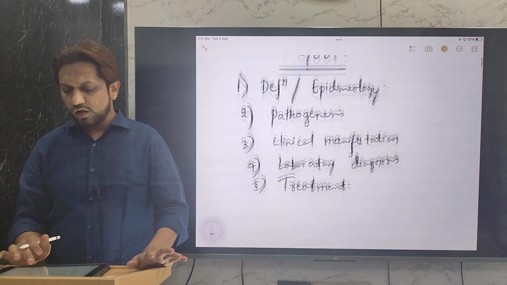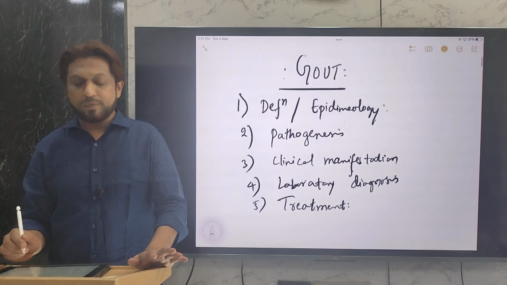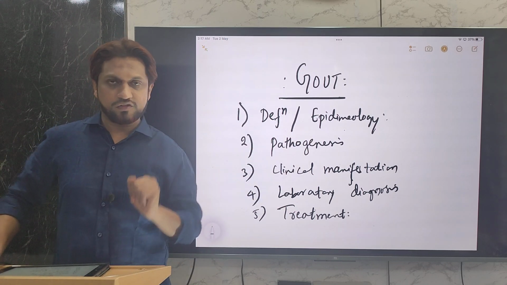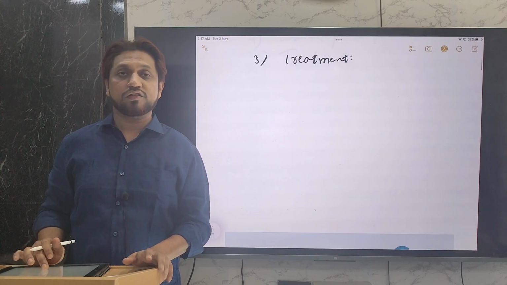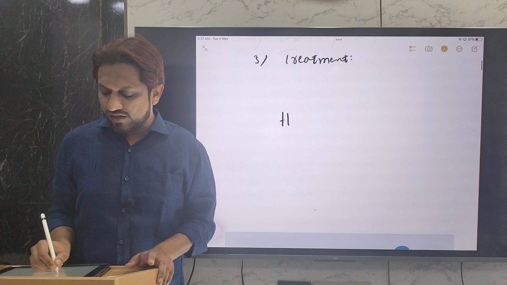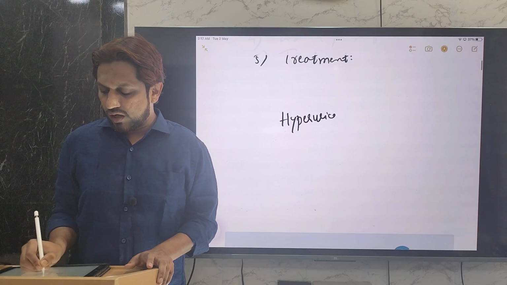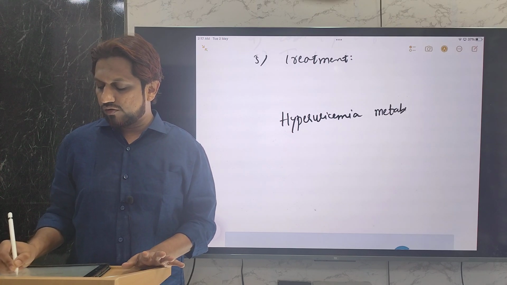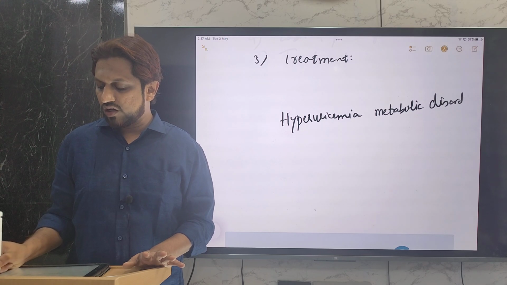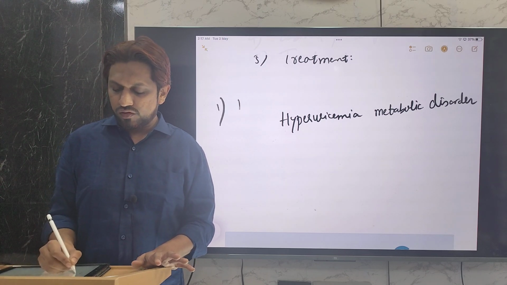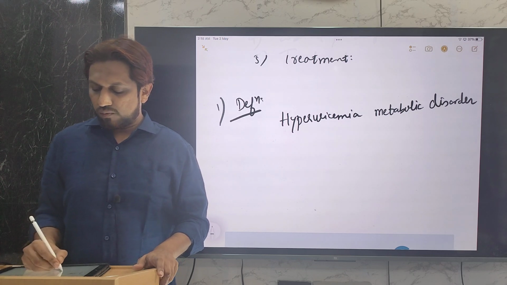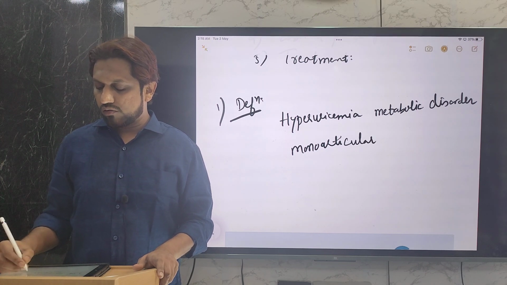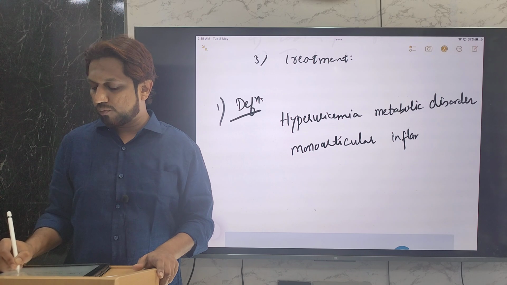Now come to the topic, gout. What is the definition and epidemiology? What does this disease mean, and what are its manifestations? First, the definition. It is a metabolic condition in which hyperuricemia is seen. It is a metabolic disorder characterized by monoarticular, or typically manifesting as monoarticular, inflammatory arthropathy.